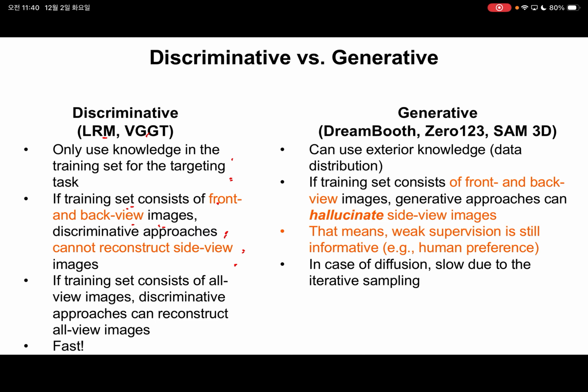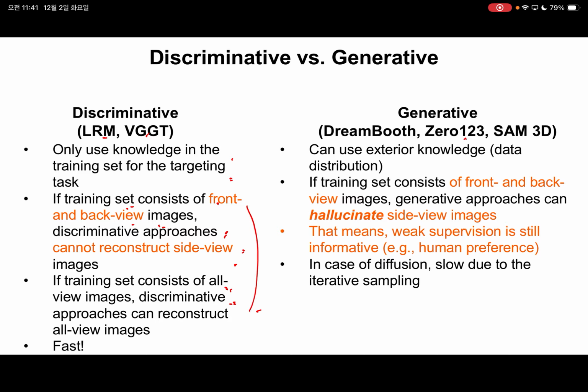Let's say, imagine you're training LRM and VGT, and your training set only consists of front and back view images, front and back view of object, front and back view of scene. Then your model cannot reconstruct side view images because side view images are not included in the training set. If the training set consists of all the images, then your discriminative approach can reconstruct all the images. This is the major difference between generative models.